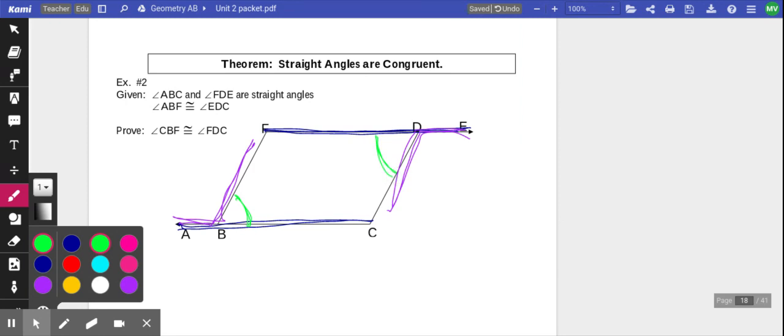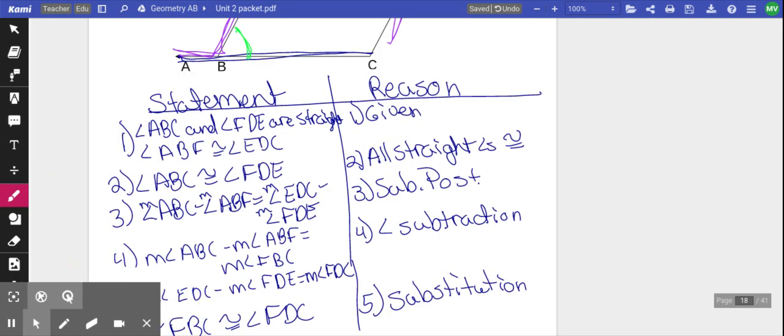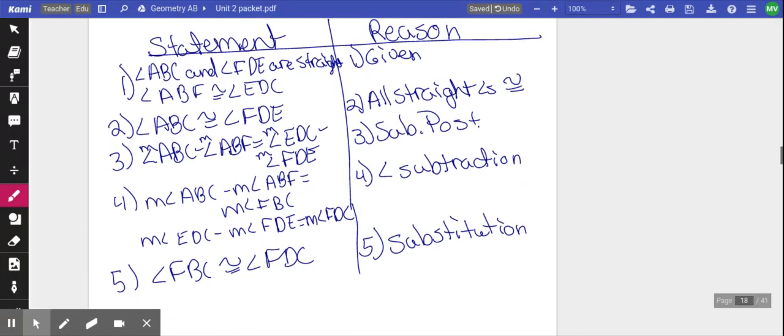So I want you to pause, try it, and then come back and check. Okay, so here you can see my proof. So I started out with my givens. Then I said angle ABC is congruent to FDE. All straight angles are congruent.